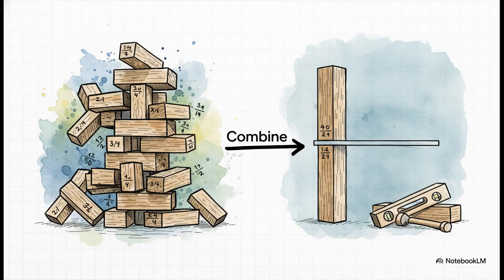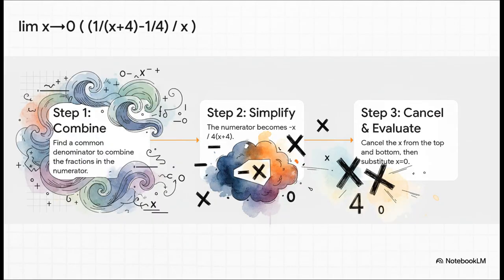The goal here is just to clean it all up, to turn that complicated beast into one simple fraction. Let's see how it works. First, just focus on that top part, the numerator. We find a common denominator and combine those two little fractions into one. When you do the algebra, something really convenient happens.